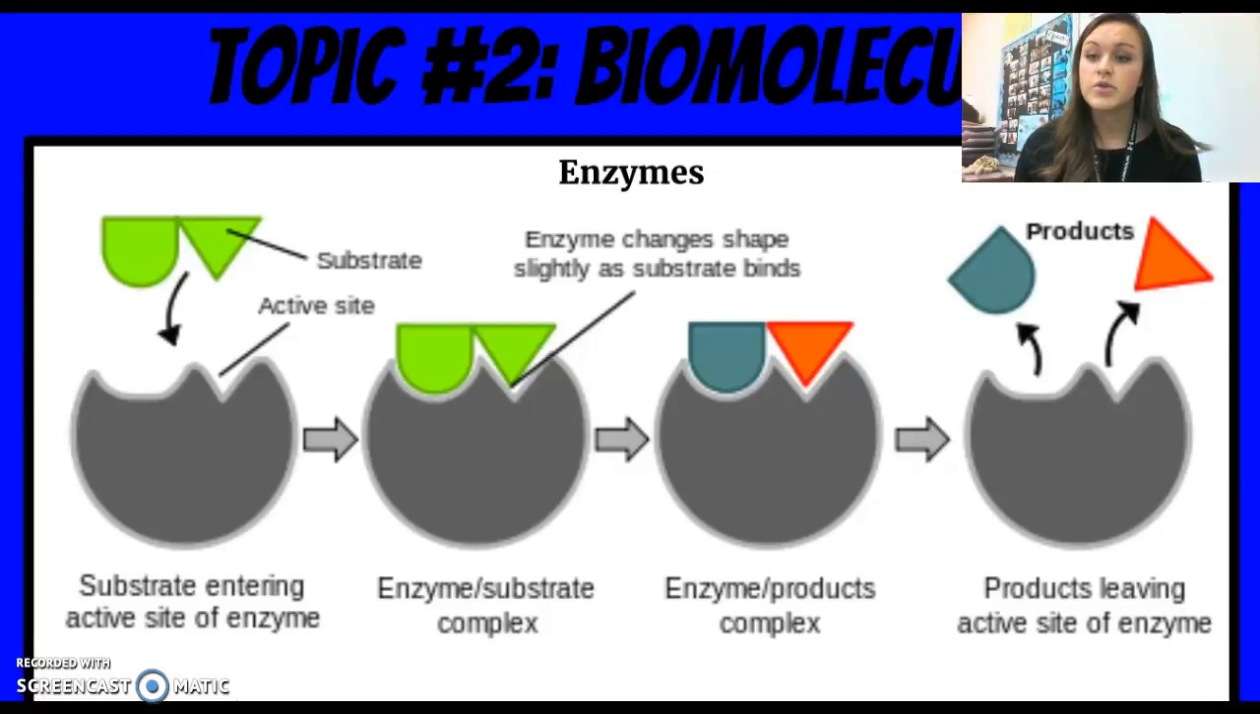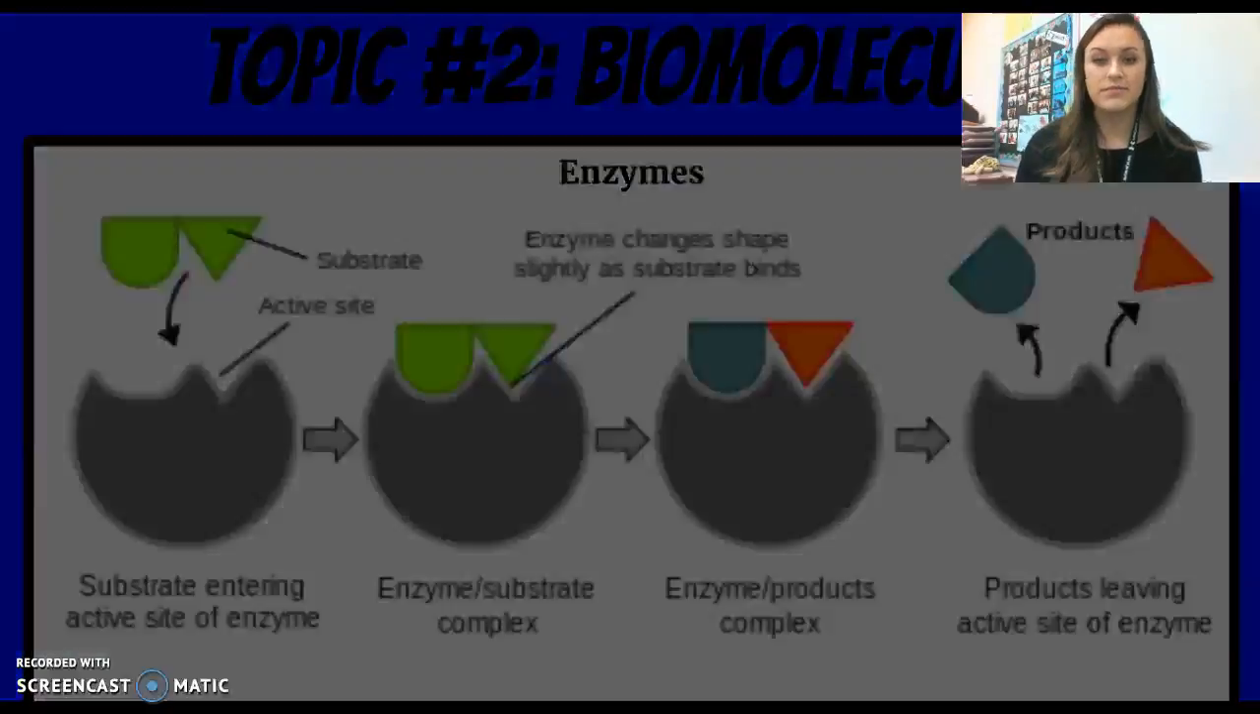If you change temperature, salinity, or pH, you can cause the enzyme to denature and lose its shape. Therefore, that chemical reaction will not occur as quickly as it should have. And that is why it is so important to keep organisms at a regular homeostatic environment.